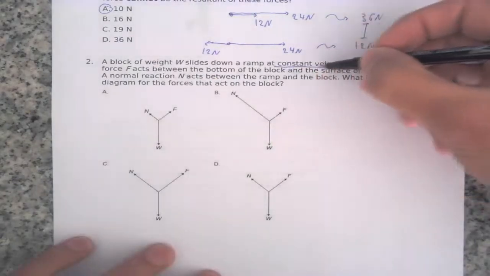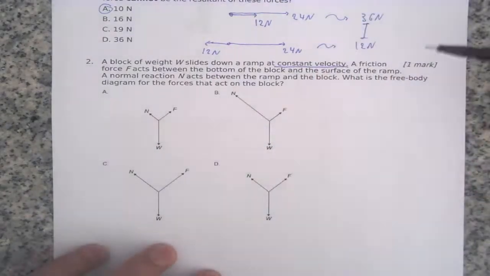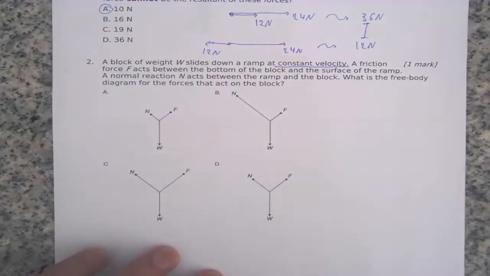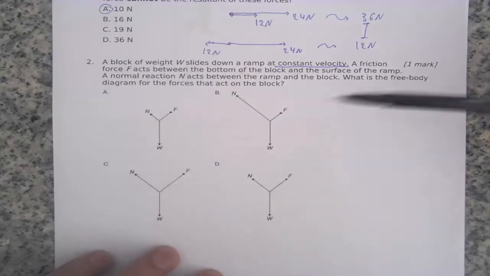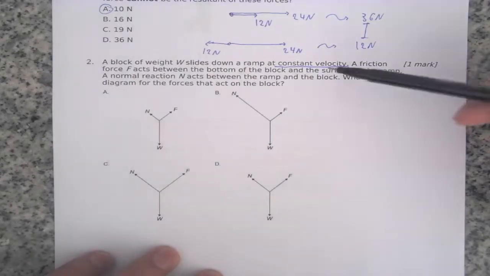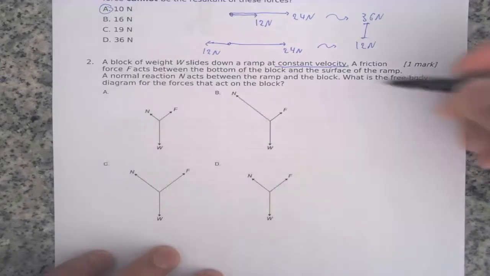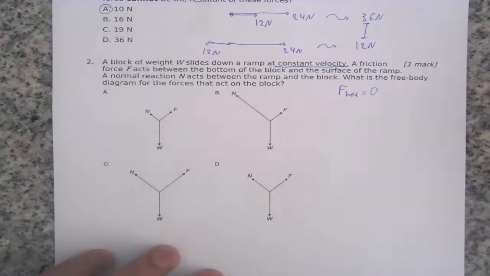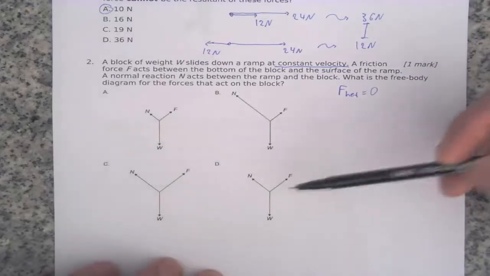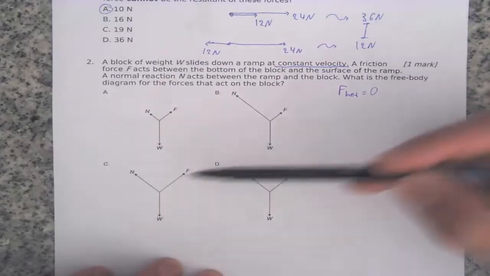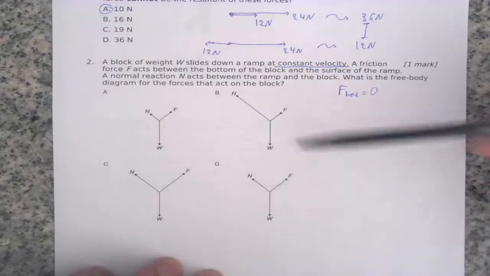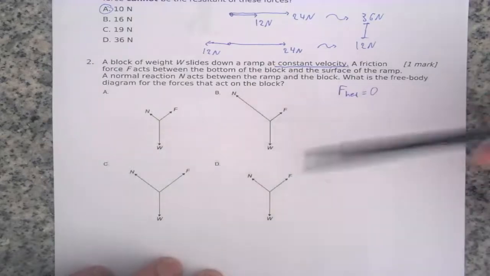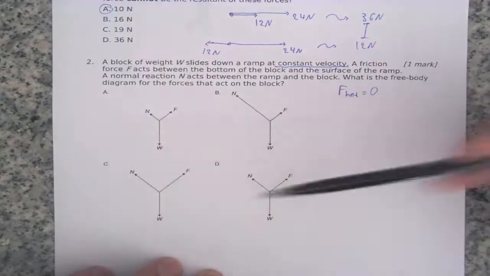In the next one, we have a block of weight W that slides down a ramp at constant velocity, so this is important. A friction force F acts between the bottom of the block and the surface of the ramp. A normal reaction force M acts between the ramp and the block. What is the free body diagram for the forces that act on the block? Of course, here with constant velocity, you have zero net force, so you have translational equilibrium. So what you need to do here is resolve all these situations and see which one gives you equal forces in both axes, Y and X.